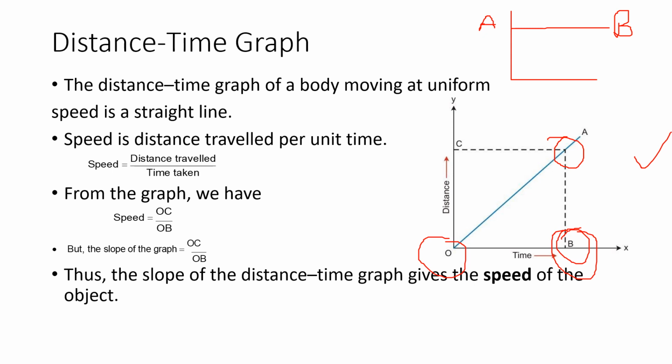An important point to be mentioned is the slope of distance time graph is equal to tan theta, where this theta is the angle made by the distance time graph with the time axis, this angle theta, and this theta will be greater if the slope is greater, hence greater is the speed of the body.